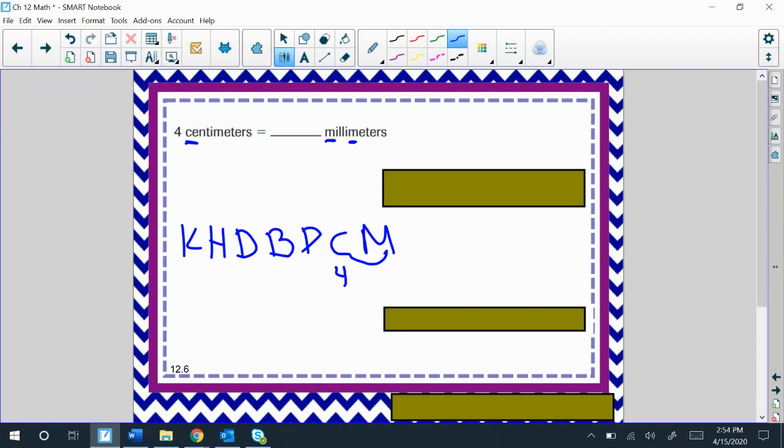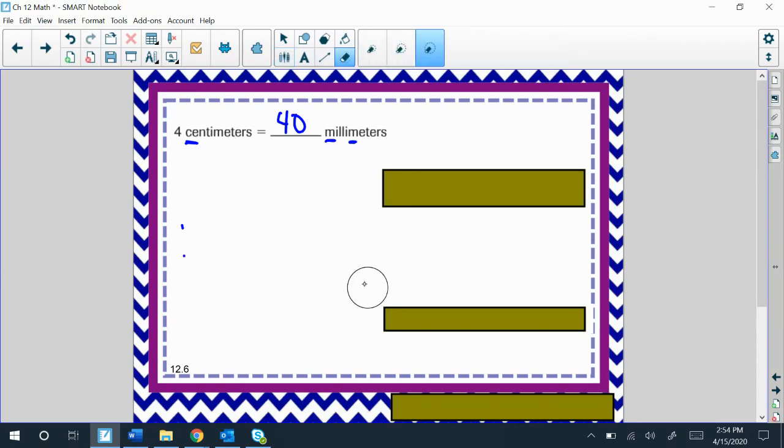Well, I went down to a smaller unit. That means I'm going to multiply. Well, what number has a smaller, just 1 zero? 10. 4 times 10 is 40. Another way to take a look at this is I jumped 1. Well, I just need to put 1 zero. 40. Go ahead and do the next one on your own.